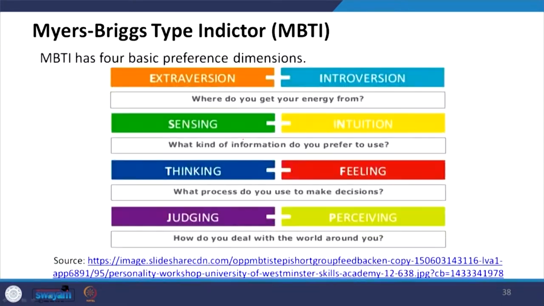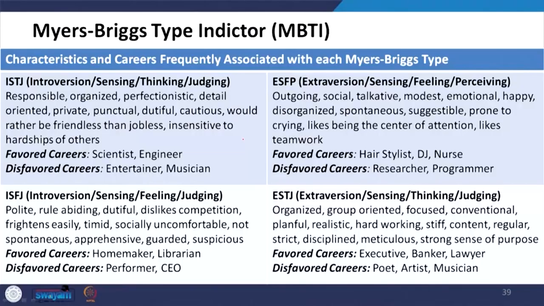Now, you can see from this particular combination that it can be ESTJ, or it can be ESFJ, and so on, sensing, thinking, and perceiving. So, therefore, there are 16 types. Whenever we make these combinations, these types of combinations may arise. So, introversion, sensing, thinking, and judging is ISTJ.